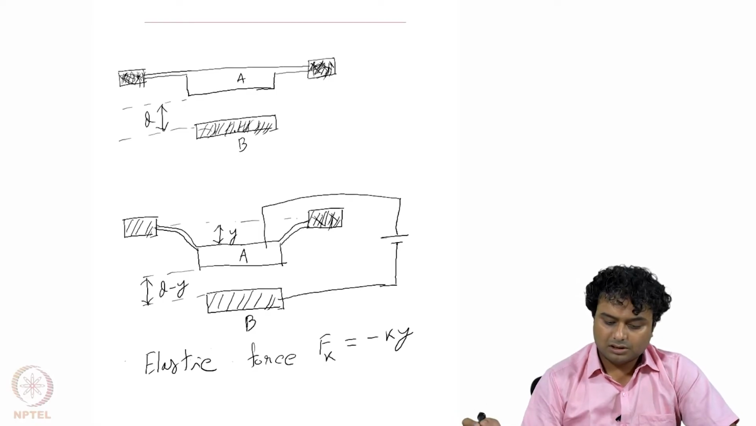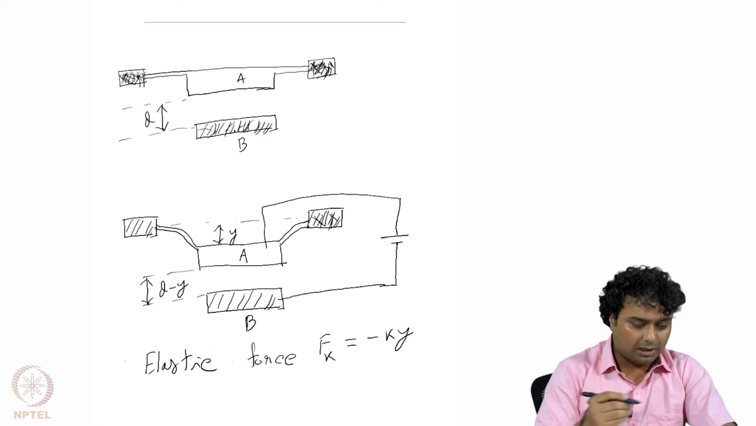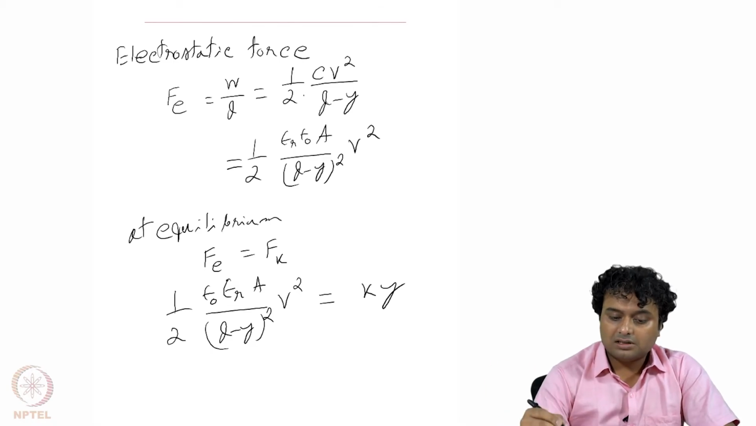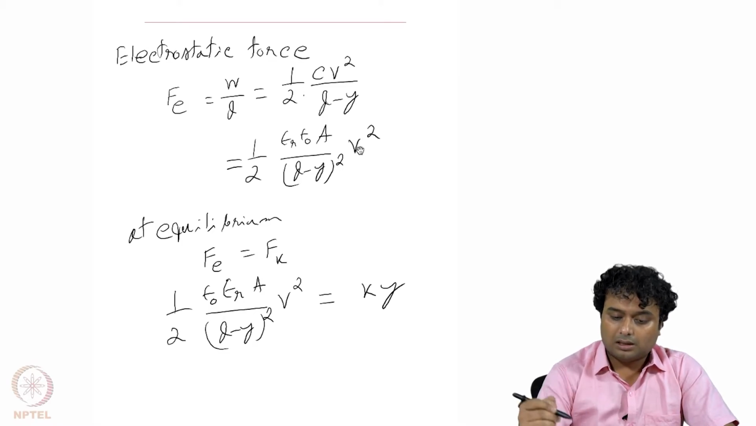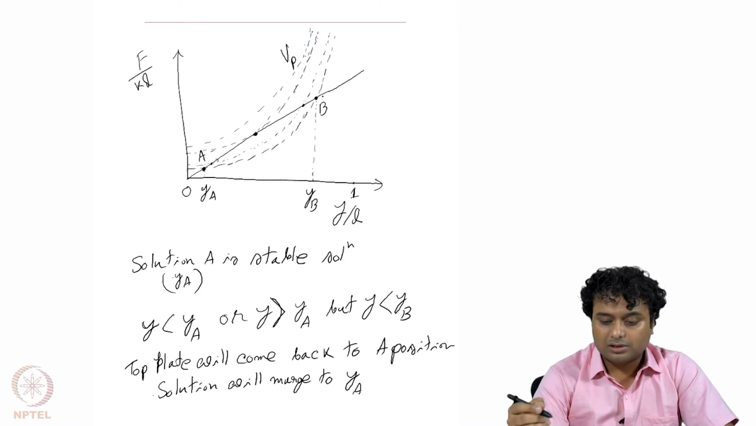So in the last class we were discussing this system, which is a coupled system. Coupled system means that it is attracted by the electric field as well as the mechanical force. The electrostatic force is trying to pull the A plate up, and we have already seen that this is the electrostatic force, half into epsilon r epsilon naught A divided by d minus y whole square into v square, and the elastic or mechanical force is ky, as we know. At equilibrium these two forces will be the same, and then we draw this force diagram.